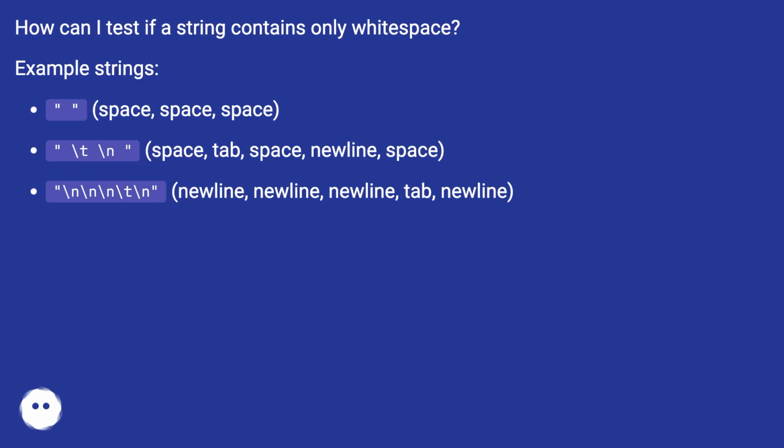Example strings. Space, space, space. \t \n, space, tab, space, new line, space. \n \n. \t \n, new line, new line, new line, tab, new line.